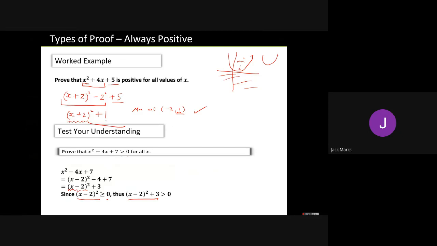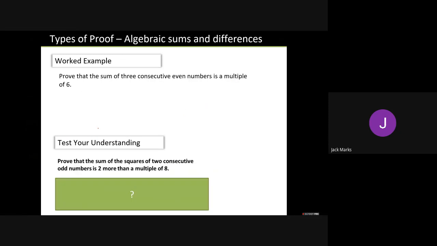It might be worth actually just explaining this a little bit more. What else is quite common? Something about sums and differences with algebra is quite common. So prove that the sum of 3 consecutive even numbers is a multiple of 6.